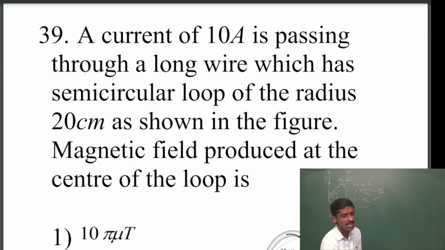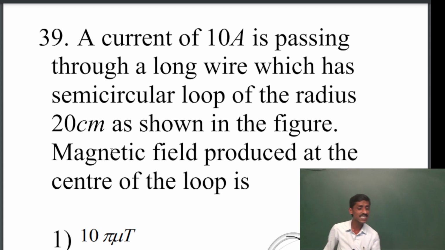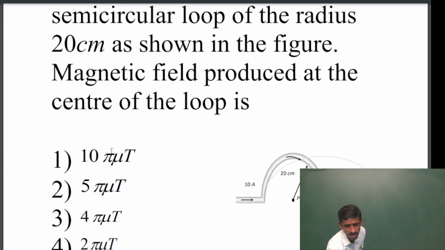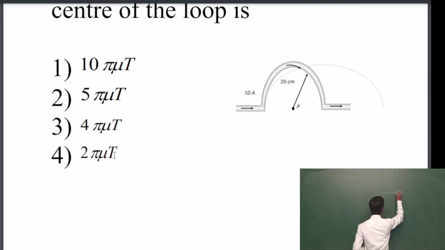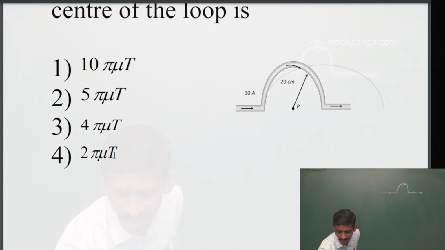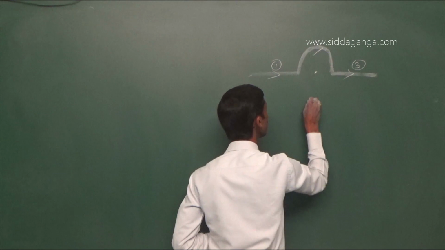A current of 10 ampere is passing through a long wire which has a semicircular loop. The wire is very long and it also has a semicircular loop of radius 20 centimeter as shown in the figure. The magnetic field produced at the center of the loop will be. We have seen many questions on this. A long wire is there and it also has a semicircular loop like this. So what is the magnetic field at the center? Due to this one and this straight part it will be 0.